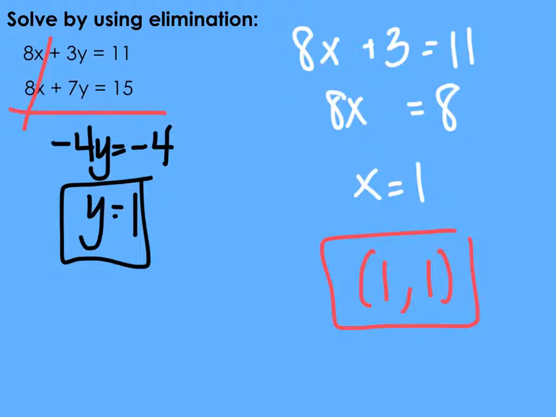You needed to subtract in order to eliminate. The x's would cancel. 3 minus 7 would give you negative 4y. 11 minus 15 is negative 4. And we could have divided by negative 4 to get y equals 1. Then I wanted to plug that back into either of the two original equations, and I would have eventually figured out x was 1. So I end up with an ordered pair of 1, 1.